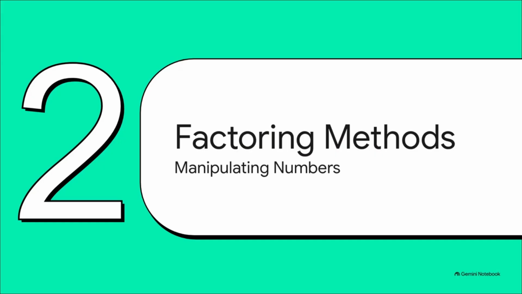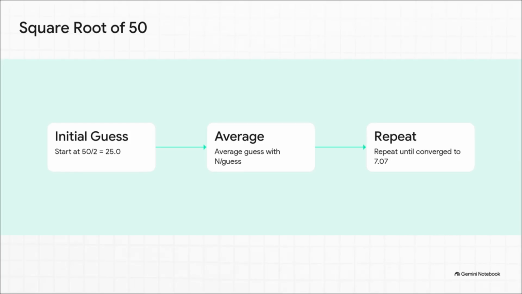Moving on to Part 2, let's explore 5 factoring methods. Let's slide open that first drawer of our toolbox. Inside, we've got 5 tools for manipulating single numbers. The first one? Finding the square root of a number without relying on a built-in library function. It's so cool because it basically just mimics human guesswork, only way faster.